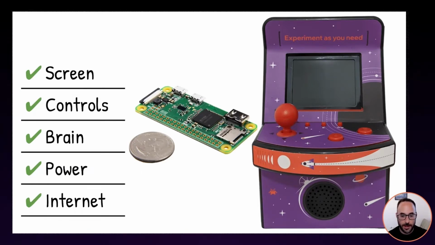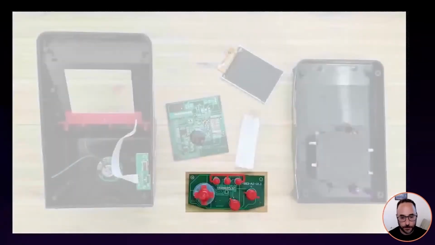So now that I had this overall plan, my next step was to have a series of small proofs of concept to see if I can bridge the gap between the Raspberry Pi and the parts of the arcade machine that I wanted to reutilize. So I started with the controls, the buttons.